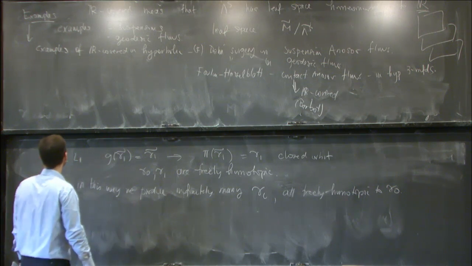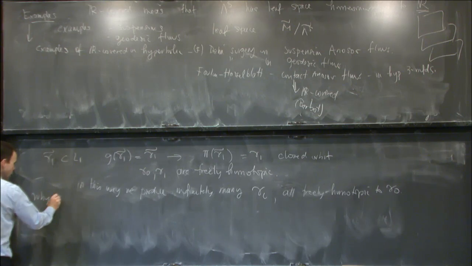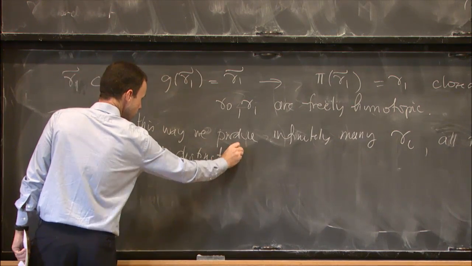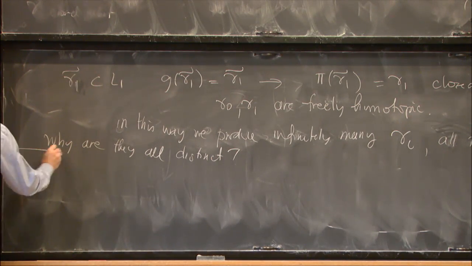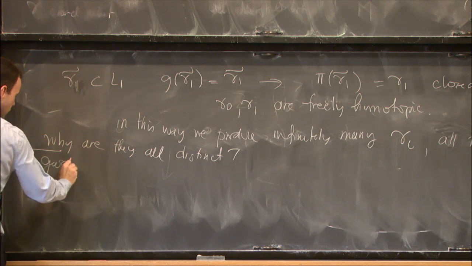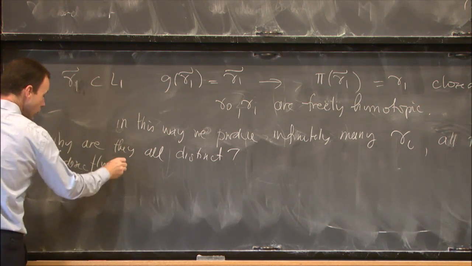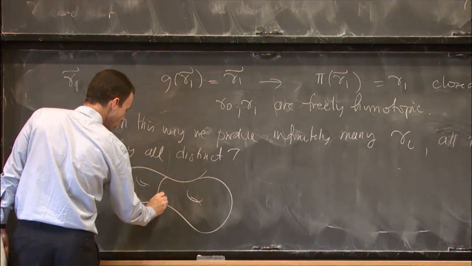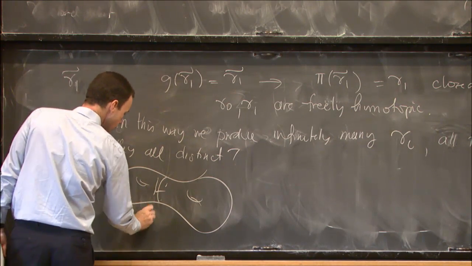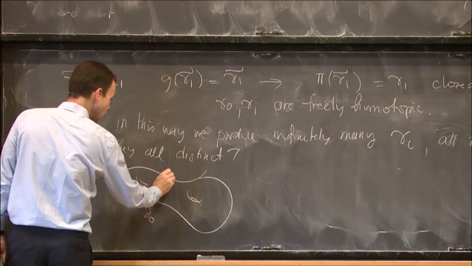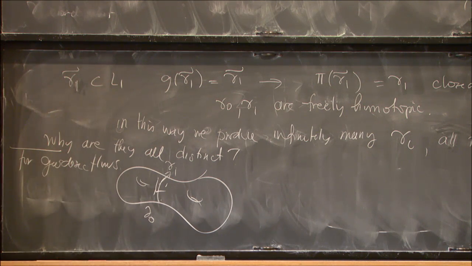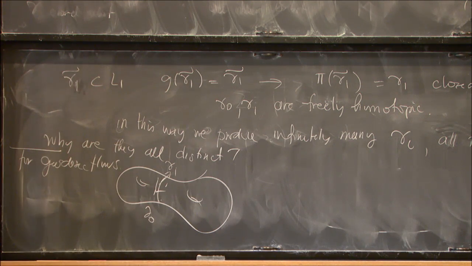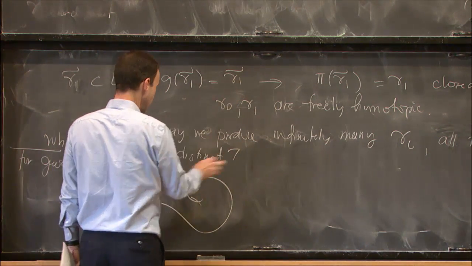So that's going to come in somewhere, because why are they all distinct? This is because it's hyperbolic. So for geodesic flows, if you play this game, what's going to happen? So you start with an orbit here, the gamma 0. You do this game, and you're going to get the gamma 1, which is the orbit in the same geodesic and traversing the opposite direction. And you do the game again, you go back to the original orbit. So you thought you were getting infinitely many, but in fact it's finitely many.